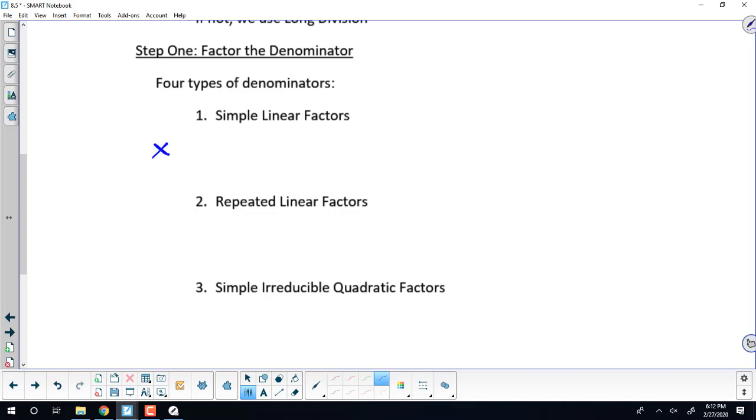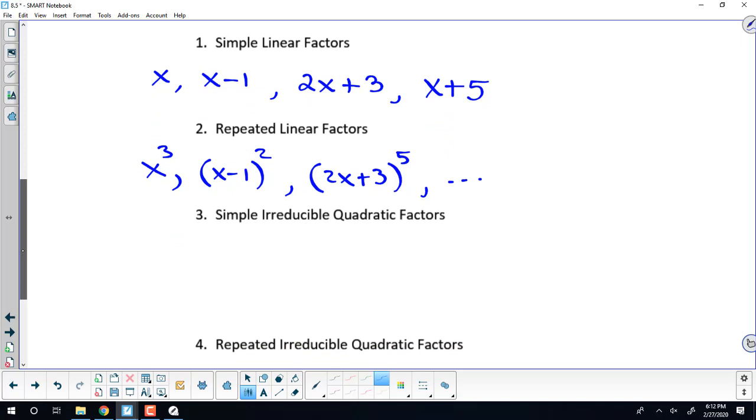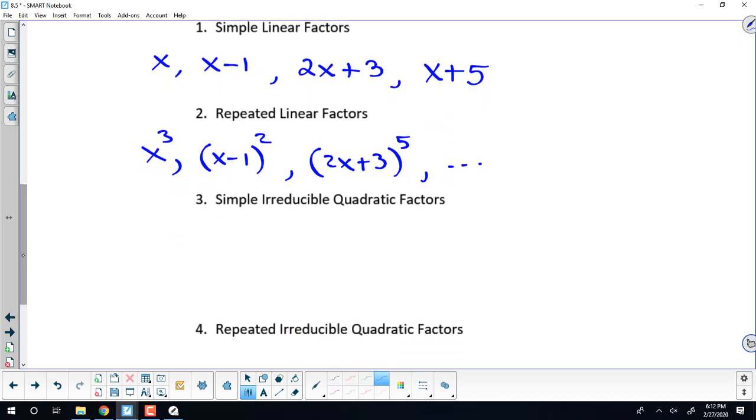First, simple linear factors. We'll just put a couple of examples here, like x minus 1, 2x plus 3, stuff like that. And then repeated linear factors are just any of those raised to a power, like x cubed, (x minus 1) squared, (2x plus 3) to the 5th, stuff like that. Third, simple irreducible quadratic factors. So these are irreducible, things like x squared plus 1, etc.